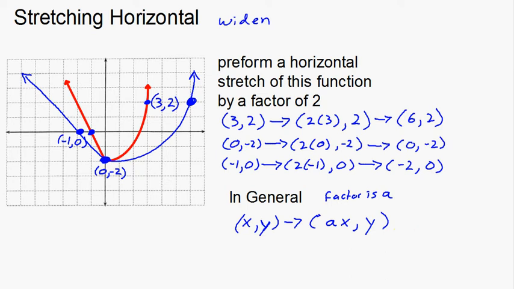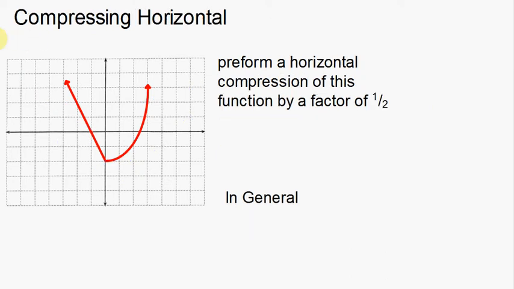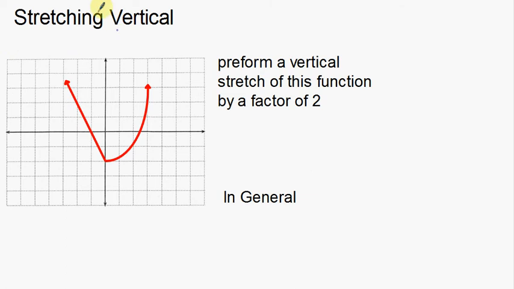All right, next we have stretching vertically. What we're going to do is stretch this vertically now. So we're going to use a different axis. Instead of using the x-axis to widen everything, we're going to stretch vertically. We're actually going to stretch everything using the y-axis, so a little bit different from what we just did. We're going to perform a vertical stretch of this function by a factor of 2, so it's going to look very similar. Okay, so I'm going to use the same points.